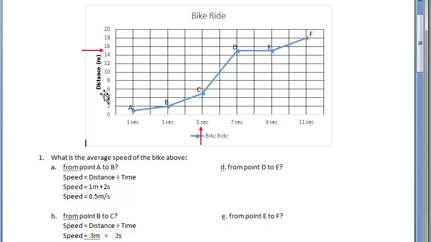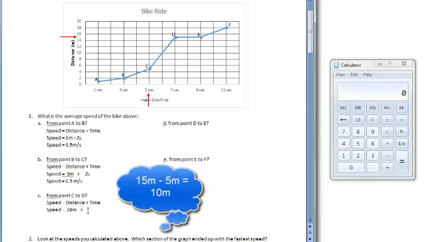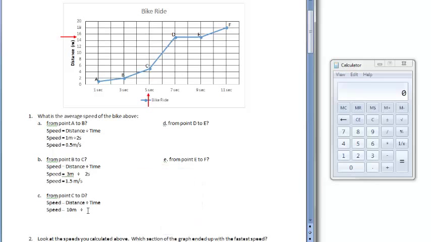How much did that rise from 5 up to 15? The answer for the distance is 10 meters. If you weren't sure about that, you could have subtracted 15 minus 5 to get 10 meters. That tells us the difference between the two distances. To get the time, we started at 5 seconds and we ended at 7 seconds. So we went up 2 seconds.